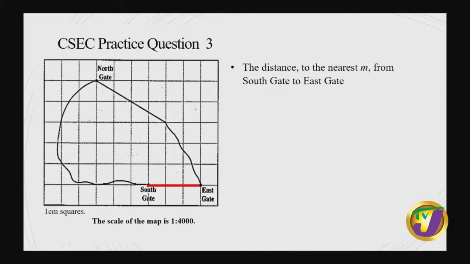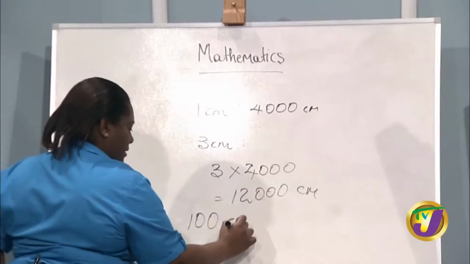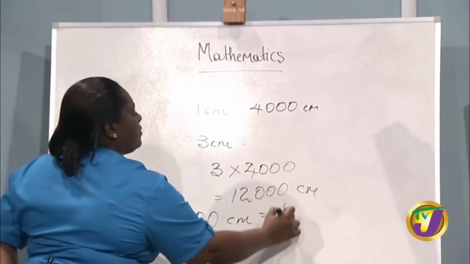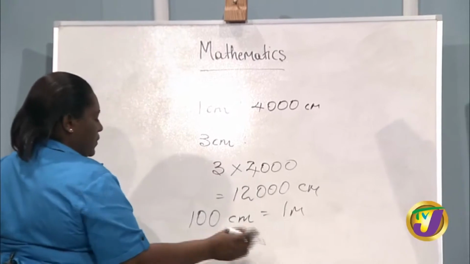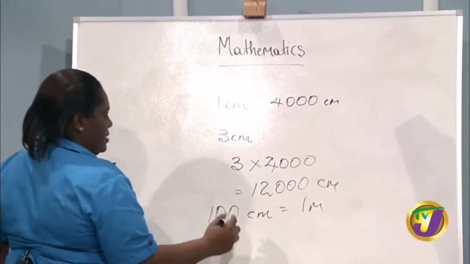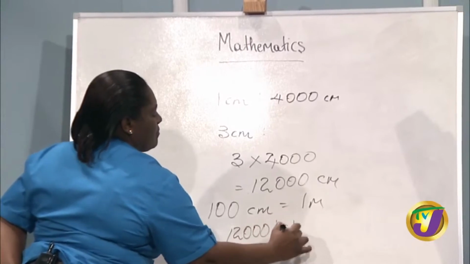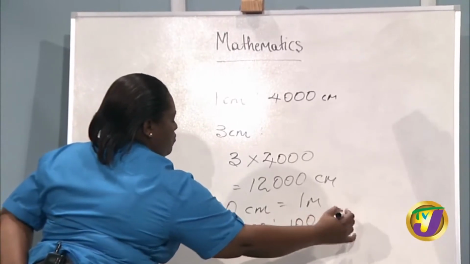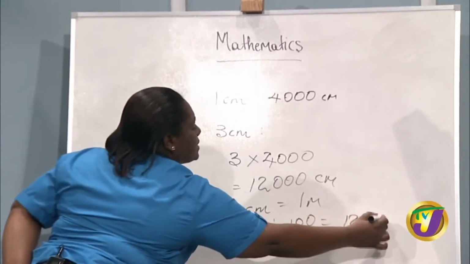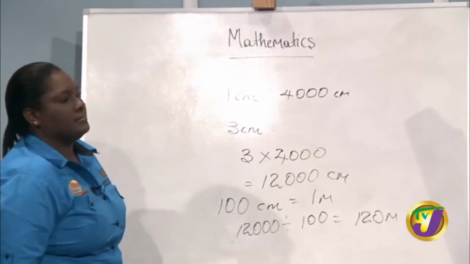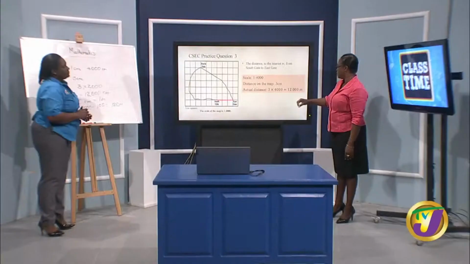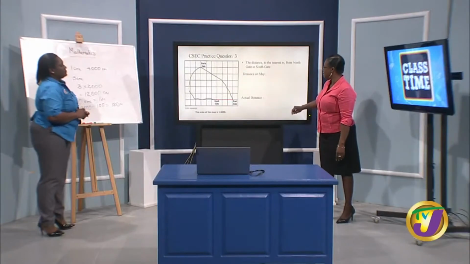And we remember that 100 centimeters will give us a meter, so we're going to divide. The 12,000 centimeters divided by 100 would give us 120 meters. Okay, so it's simple.